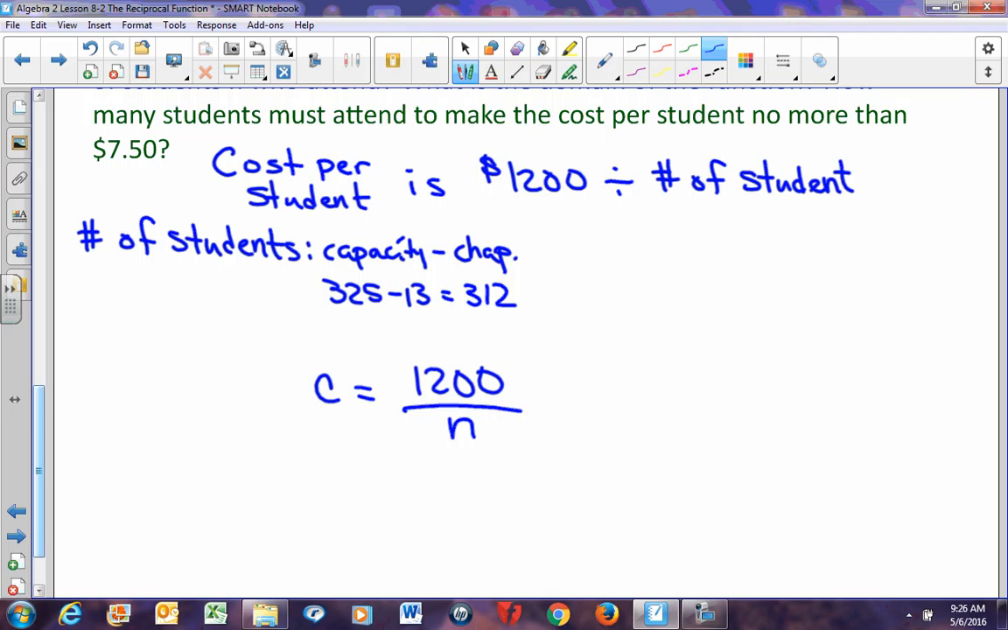So we know that. That's the first thing. And we don't know how many students are going to attend, but we do know that we want to figure out how many students must attend to make sure that the cost is not more than $7.50 per student.